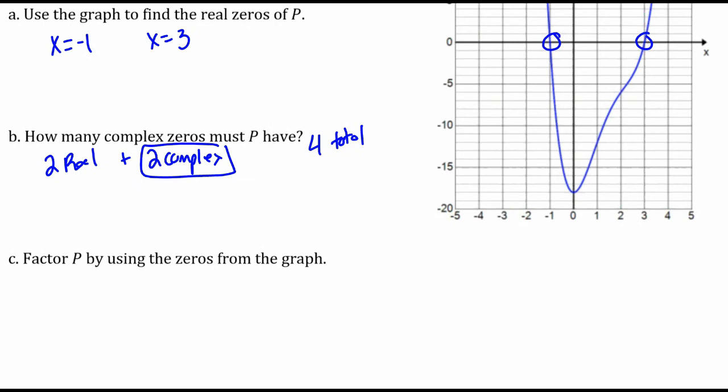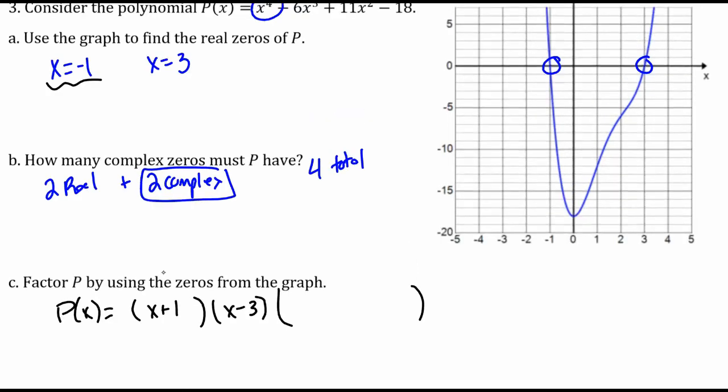So factor p by using the zeros from the graph. So I know I can factor p of x. I know it has a factor of x plus 1 and a factor of x minus 3. The question is what's the other factor? So if I know some of the factors and need to find the other one, I need to divide. So over here, I'm going to do some division. And unfortunately, I needed to do two separate divisions here. There's no way that box is going to be big enough.